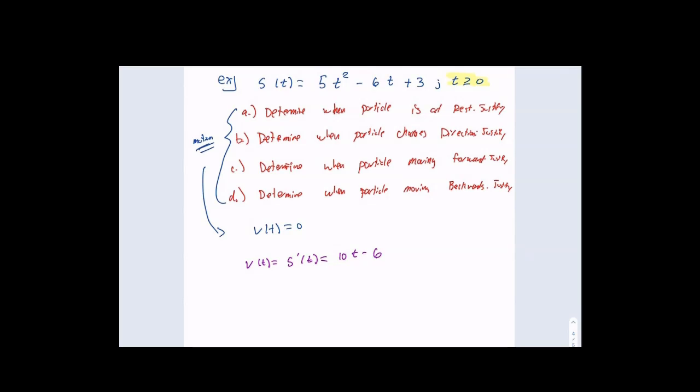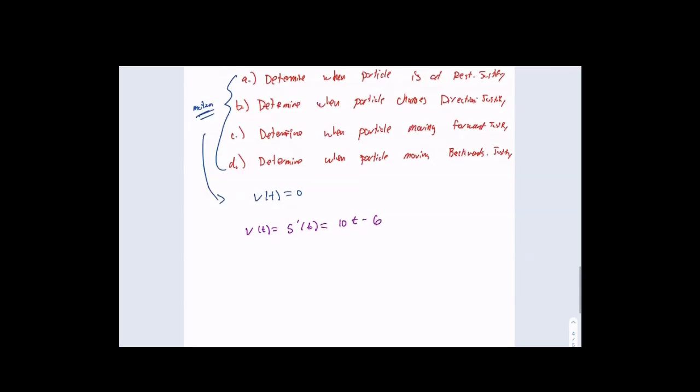10t minus 6, there's my velocity, and we're going to set that equal to 0. That gives me t equals 6 over 10, which we'll call 3/5. Well, I'm just going to leave it as 6 over 10. I don't really care. But you know what? I'll clean it up here. T equals 3 over 5.